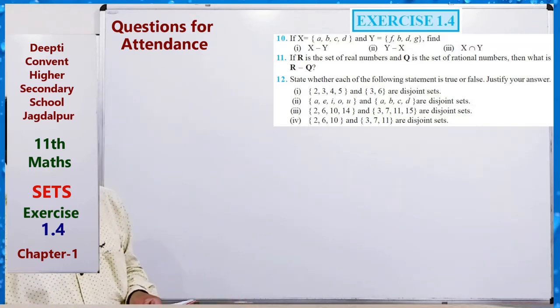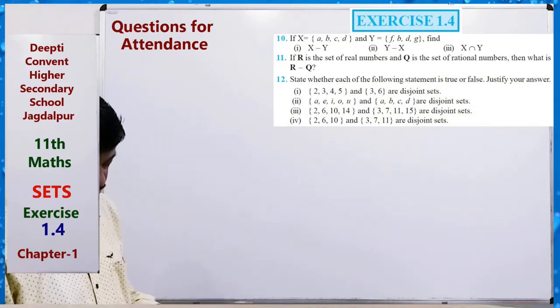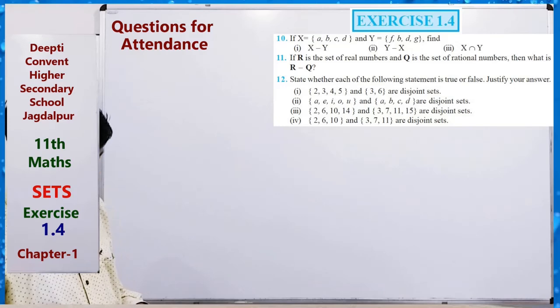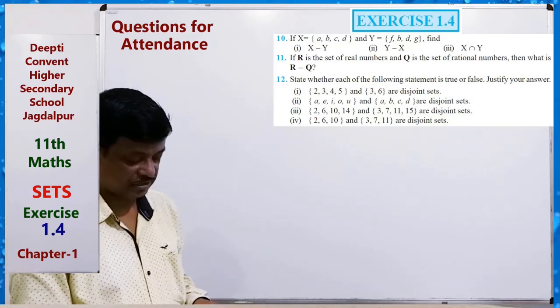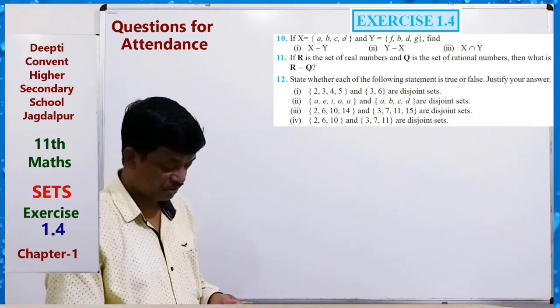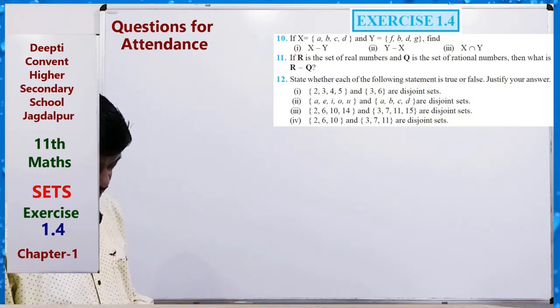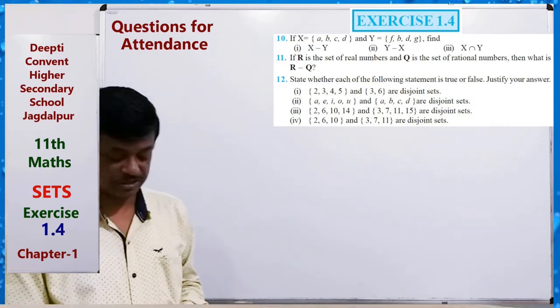Now question 12. State whether each of the following statements is true or false, and justify your answer. First, {2, 3, 4, 5} and {3, 6} are disjoint sets. No, they are not disjoint because 3 is common. Similarly, {A, I, O, U} and {A, B, C, D} are disjoint sets. Here A is common, so not disjoint sets.